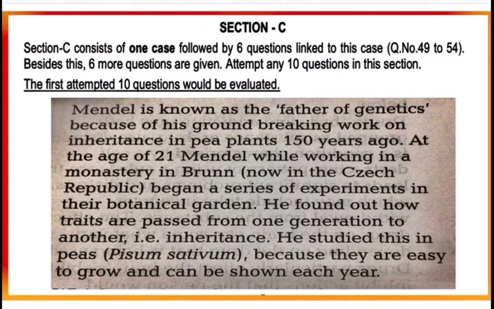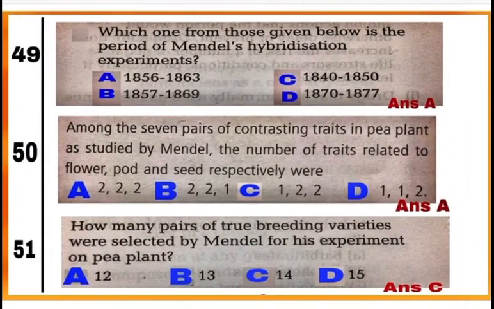Now come to section C. There is one case-based question and question number 49 to 54 are linked with it. Read the case given. It is about the work done by Mendel on pea plant. Now do the question given. Question number 49. Which one from those given below is the period of Mendel's hybridization? Option A. It is between 1856 to 1863.